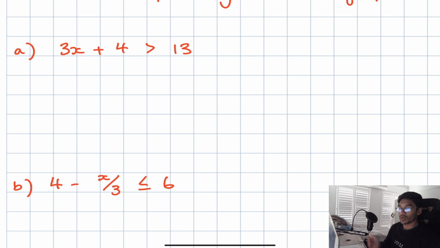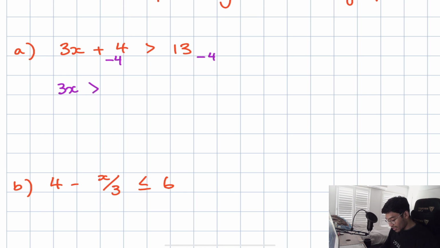So it's the same thing we've done in 1D. So I'm going to minus 4. So if I minus 4 from this side, whatever I do to one side, I've got to do to the other. Minus 4 on this side as well. So I'm going to get 3x is greater than 13 minus 4, which is 9. So now I've got 3x is greater than 9. I'm going to get that x by itself, so divide both sides by 3. I'm left with x is greater than 3.